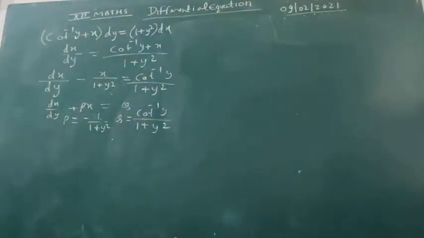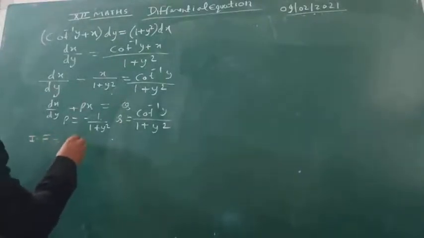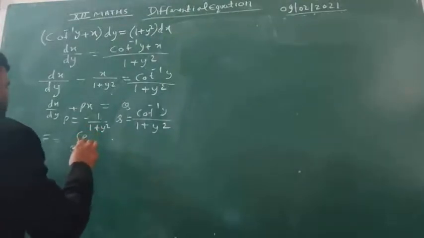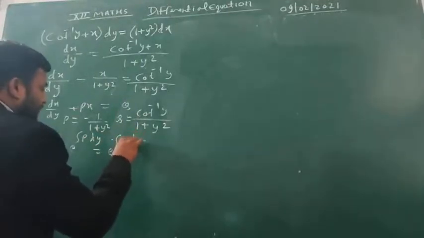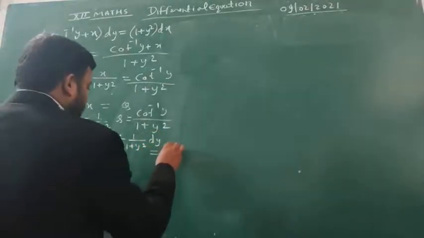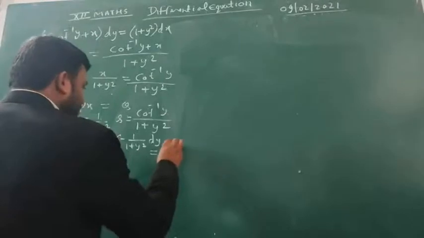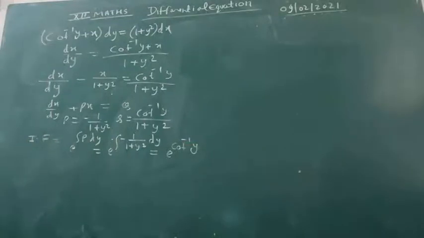Okay students, now this is our linear differential equation, so we find its integrating factor. We write e to the power integral of P dy, so we write e to the power integral of minus 1 by (1 plus y square) dy. So this is equal to e to the power cot inverse y. Okay students, so this is e to the power cot inverse y.